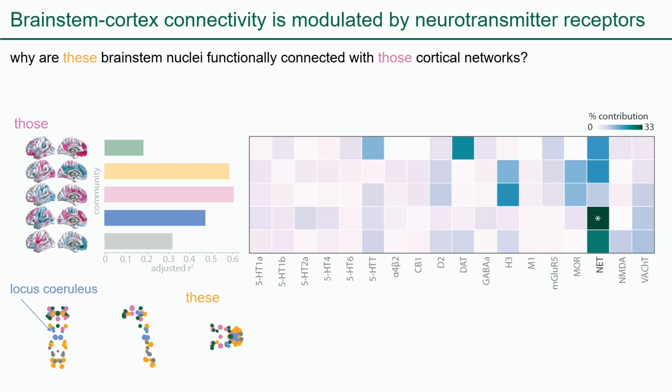That's where the locus coeruleus is. This is what's synthesizing norepinephrine. So it seems like there's this kind of nice three-way relationship between the neurotransmitter that's synthesized in these brainstem nuclei and then the receptors that are expressed along the cortex, giving rise to these functional activation patterns.